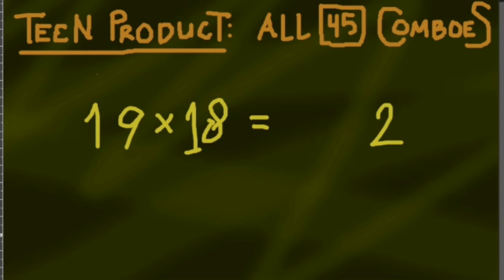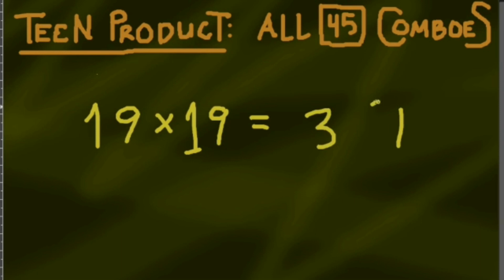Lastly, 19 times 19. This is 1 with carry of 8. 19 plus 9 is 28. 28 plus 8 is 36.